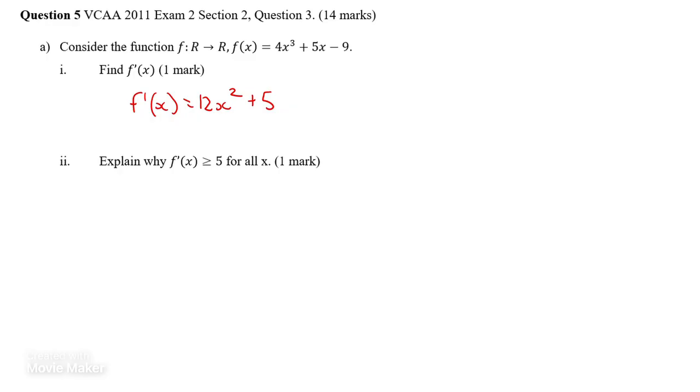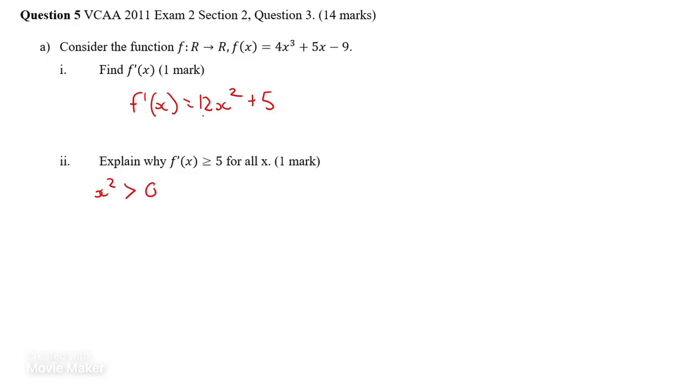So then for the next part, for II, 47% got this correct. So it says explain why the derivative of x is equal to or greater than 5 for all x values. So we need to understand what this 12x squared plus 5 means. So first thing I'm thinking about is what does our derivative mean? It's talking about the gradient, and our gradient for x squared would be greater than 0.